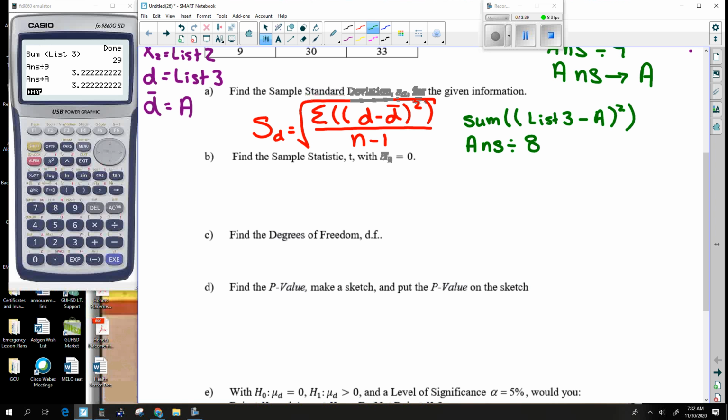All right, so that gets me the entire fraction. I need to now square root that. That's our answer itself. And so I am going to take that answer and store it as the letter S. So when all said and done, my standard deviation will be the letter S in my calculator.